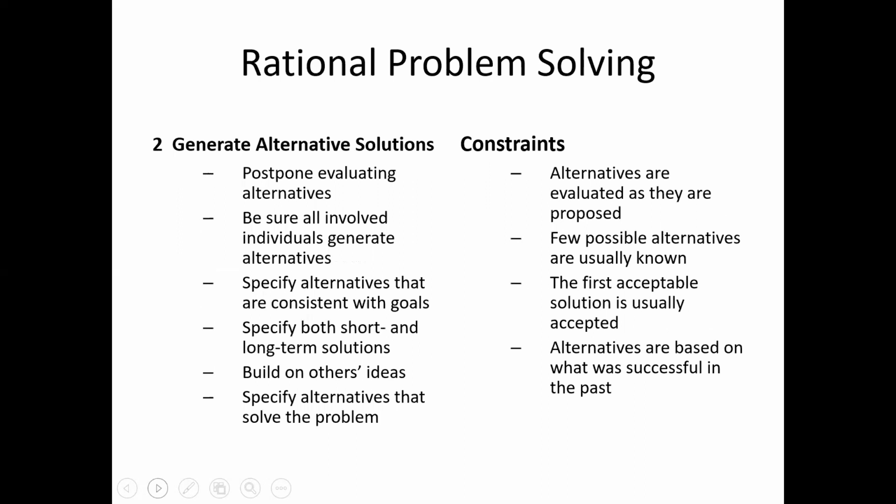Next is generating alternate solutions to the problems. A lot of times we short-circuit this. You've heard of techniques of brainstorming. These are all ways that get at a lot of alternatives to a problem. It's one of the things we do, though, is we evaluate alternatives when they come in. And a lot of times few alternatives are known. And a lot of times we base alternatives on what was successful in the past.